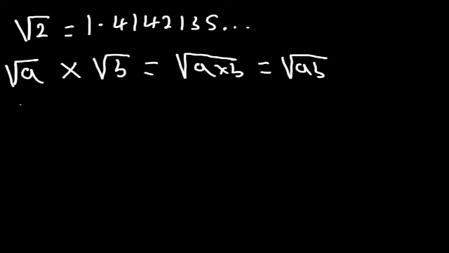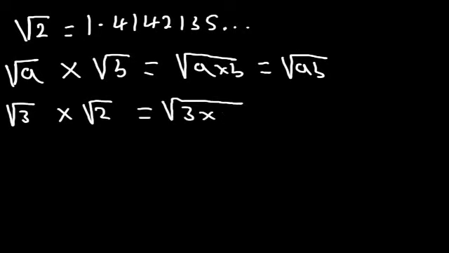Now, let's consider an example so as to see how this works. Let's say I have square root of 3 multiplying square root of 2, just for an instance. Then this will be equal to square root of 3 times 2, which will at the end equal square root of 6.